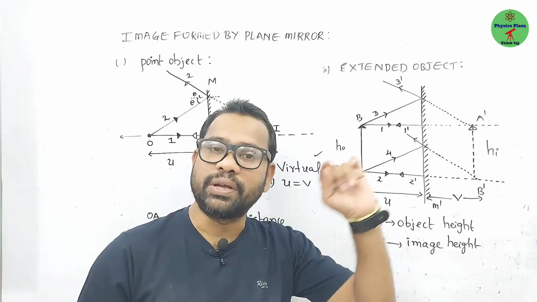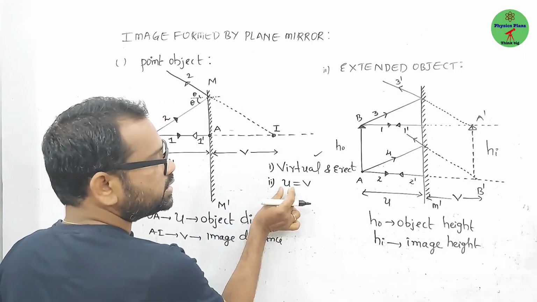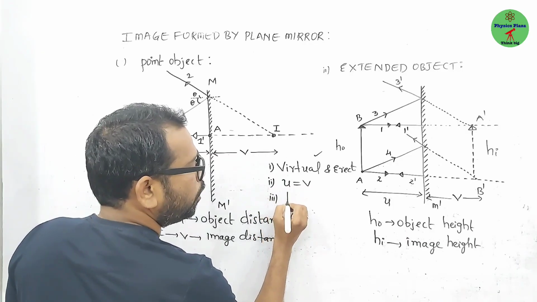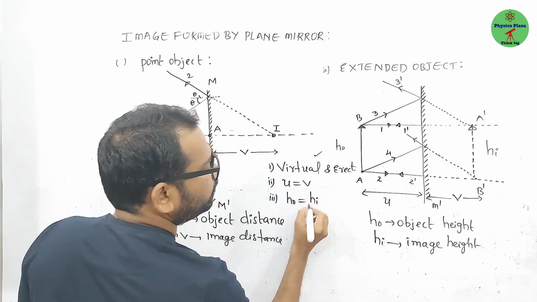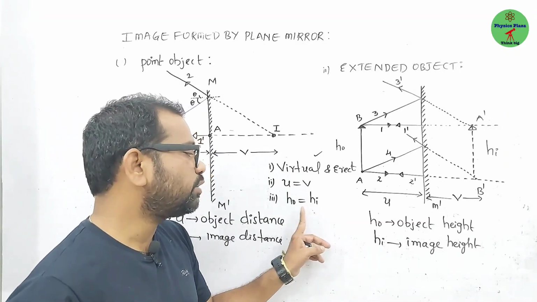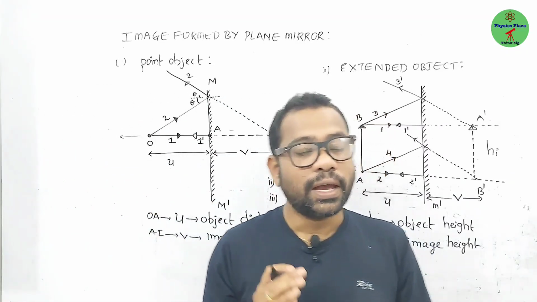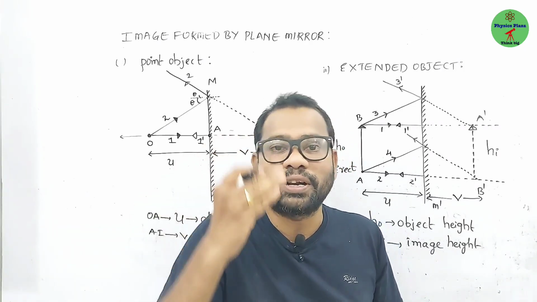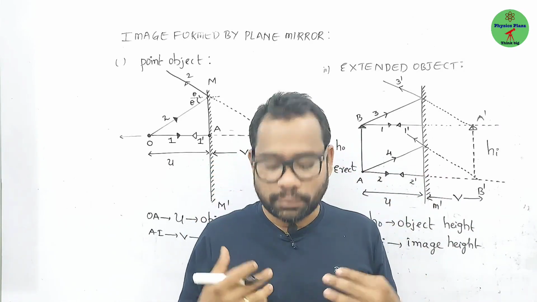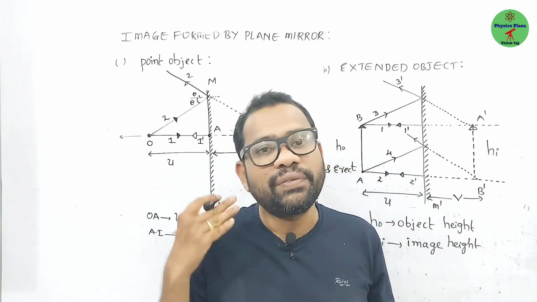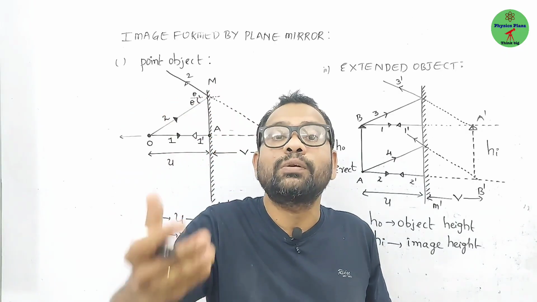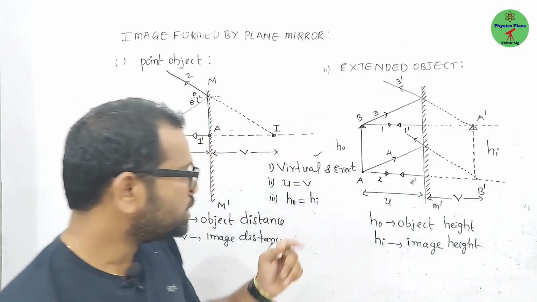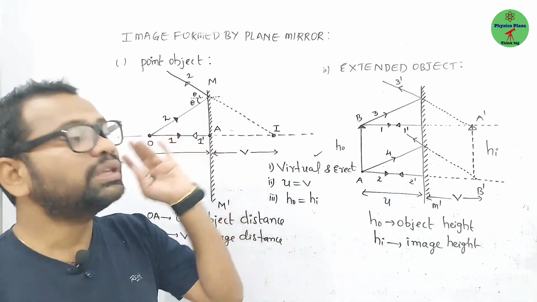First point, first characteristic of the image. Second one, object distance is always equal to image distance. Fine. Third one, dear children, object height and image height are always equal, meaning image height is always equal to object height. For suppose, as I told you, if you are standing in front of the mirror at 10 meters distance, your image is formed 10 meters behind the mirror. That is fine. And if my height, for example, is 5.3 feet, then my image height is also 5.3 feet only. So image height is always equal to object height. And then one more thing we can do, children.